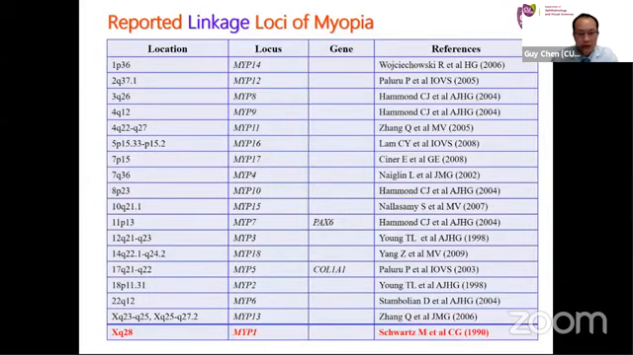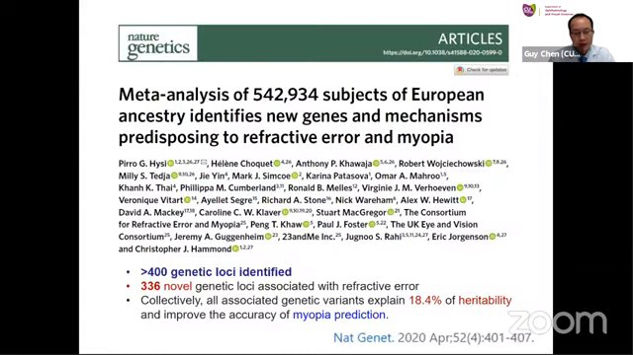As early as the 1990s, the first linkage locus of myopia had been identified, and so far, more than 20 linkage loci have been found. In a recent large-scale genome-wide association study, over 400 genetic loci have been identified. They collectively explain over 18% of the heritability of myopia, suggesting that there is still a large room for us to look for new myopia genes.